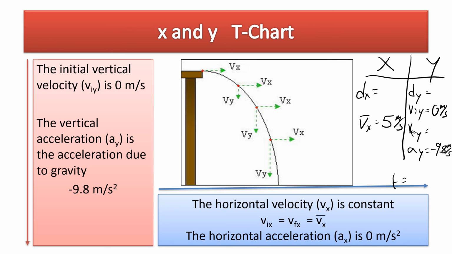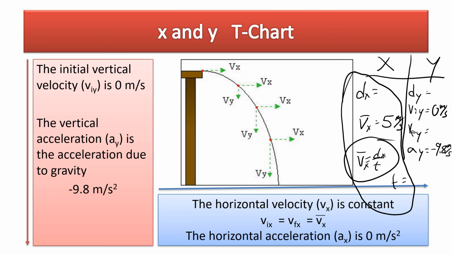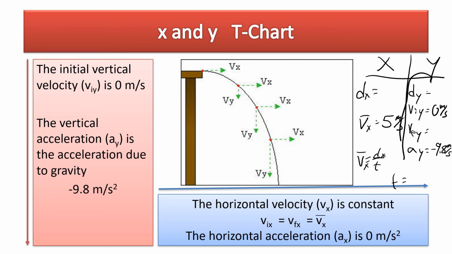And why is this good? Because we have a V bar, we have a D, and we have the T, and we can use the average velocity is equal to the displacement divided by the time on the X side of things. Every single time you could use this equation when you're talking about the X. For the Y side of things, you're accelerating, so you're going to have to use a different one of those kinematic equations. But this is basically what the XY chart is going to look like. It's a summary of all the concepts that you need to know.